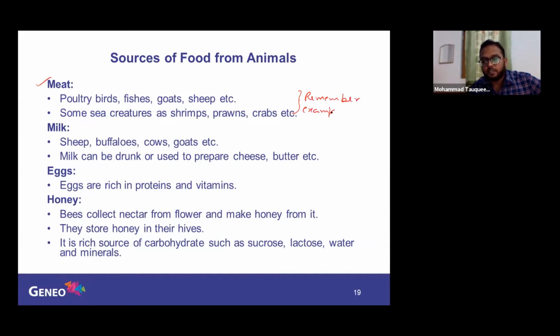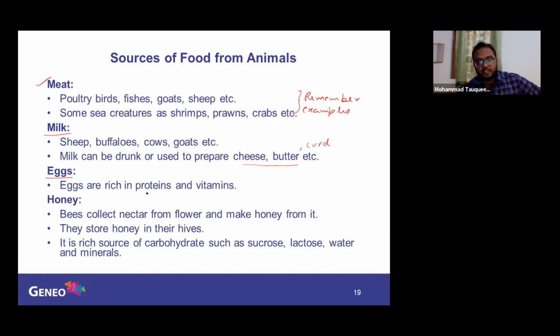Remember examples only. Now milk: sheep, buffaloes, cows, goats. From these we used to take milk to drink. Milk can be drunk and used to prepare cheese, butter, and other things, you can say curd also.